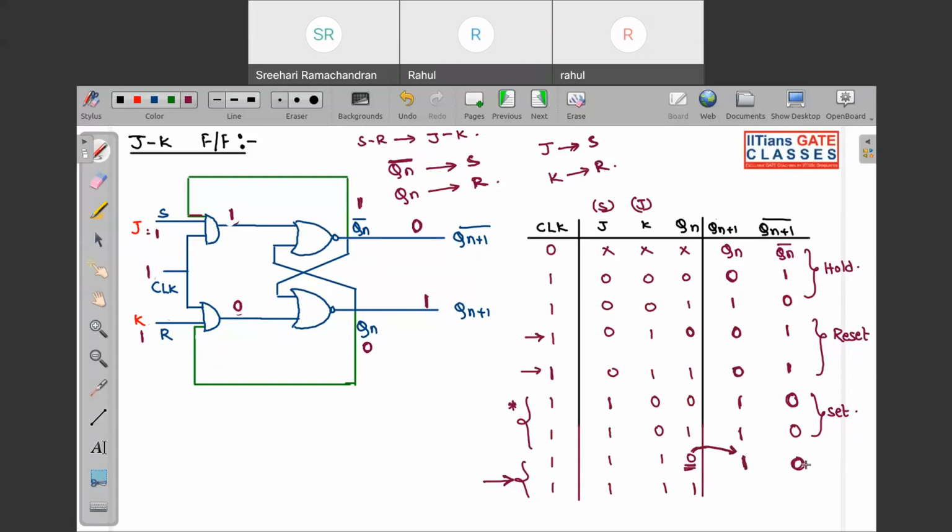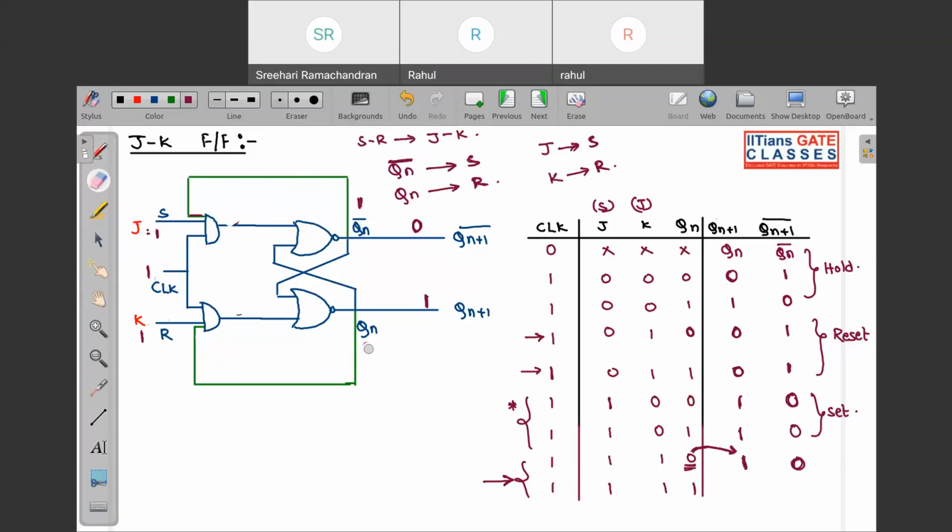This is not your set. This is your toggle state. See, you can see the condition is the same as set, but this is not set. This is toggle, because we are getting this for a different set of input. Here both the inputs are 1, 1. So we get toggle when both the inputs are 1, 1.